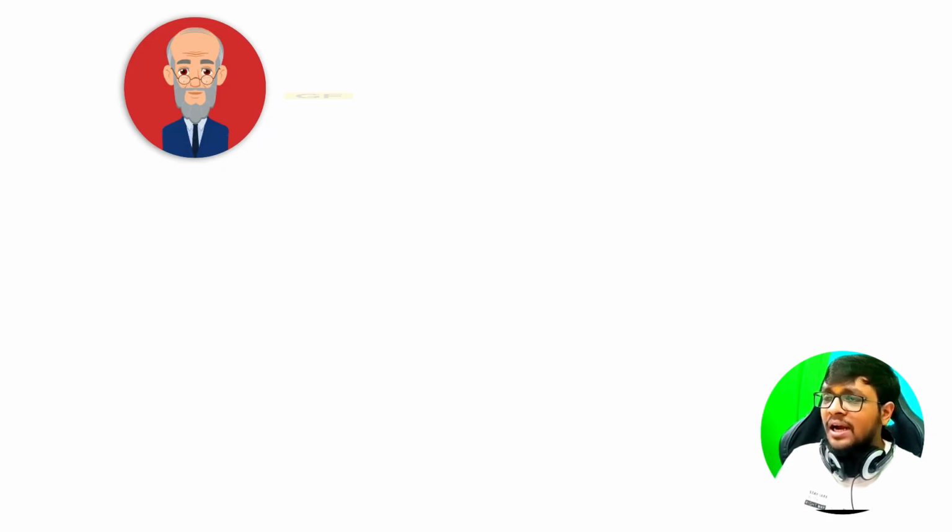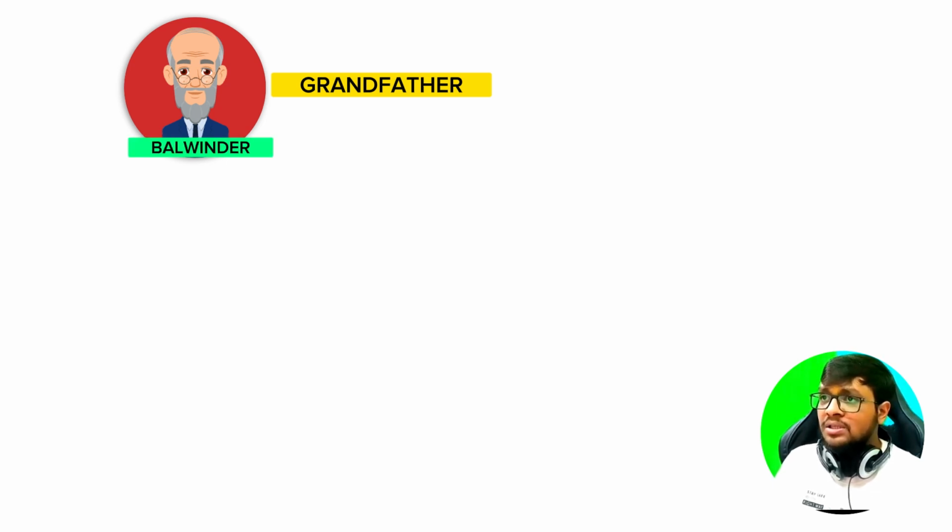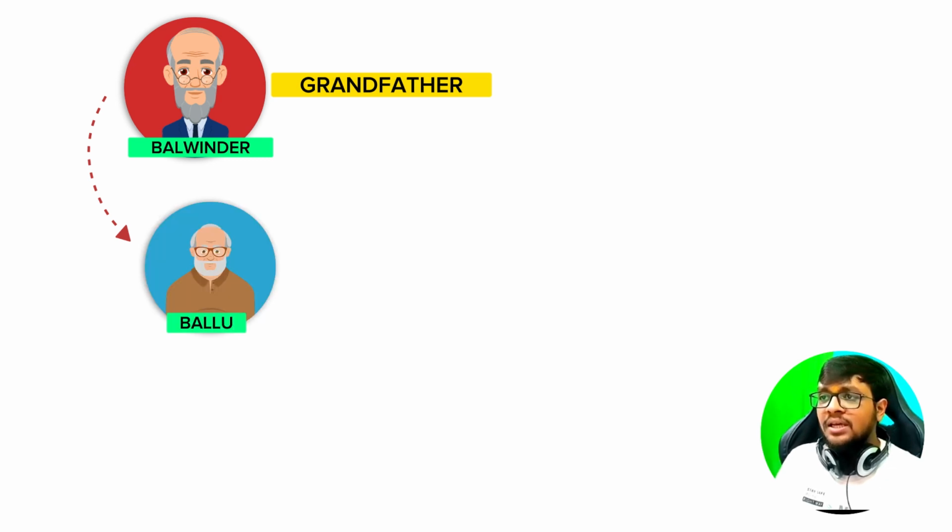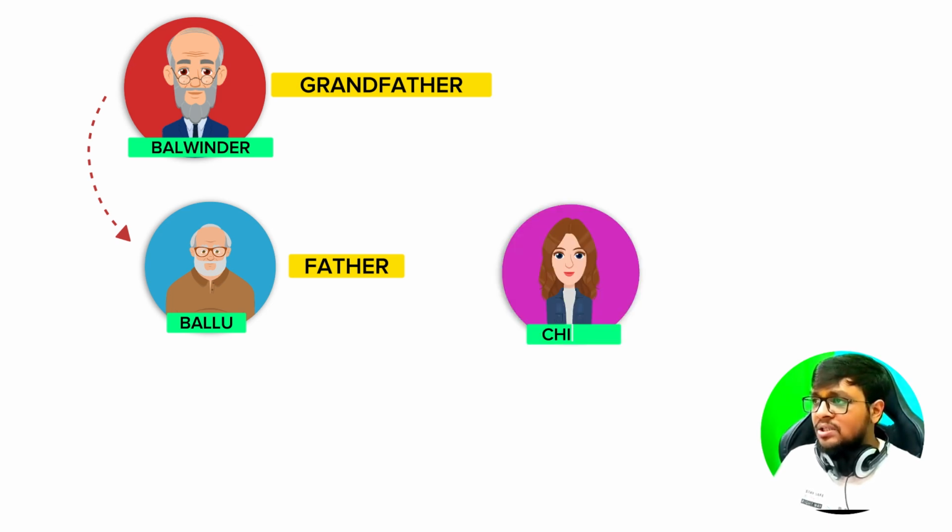So we have here grandfather. Many of you would confuse this with girlfriend, so I would write here grandfather. And this grandfather, then you have Balwinder. Then you have Ballu, basically he is the father. After father, you have one more here, that is Chinky. Now this Chinky is basically mother. And then you have Ballu here.